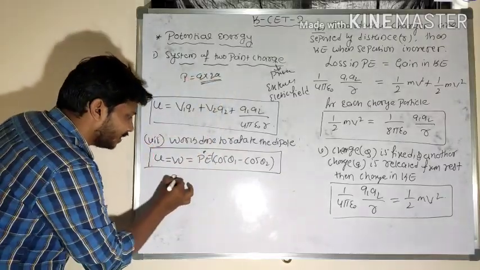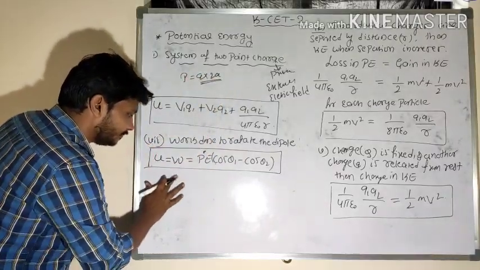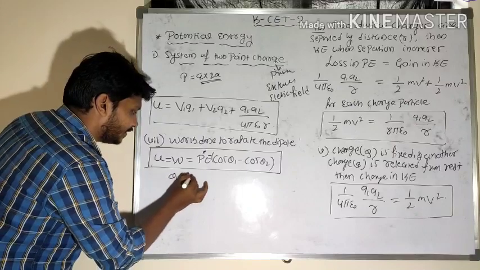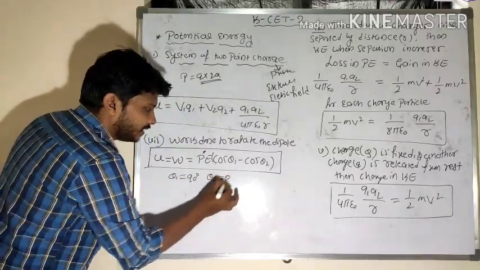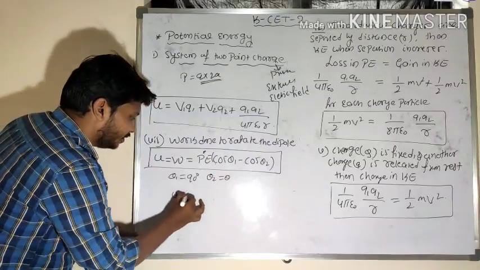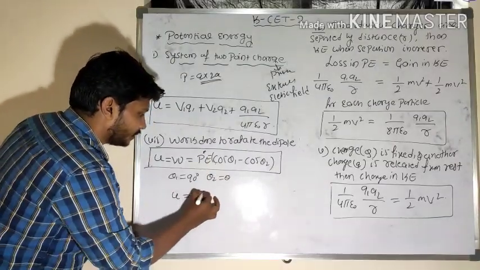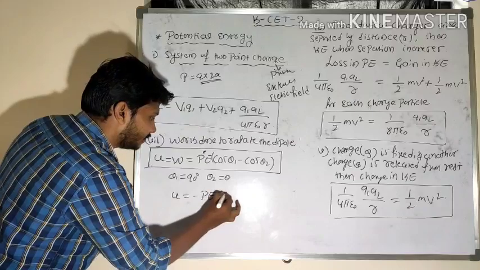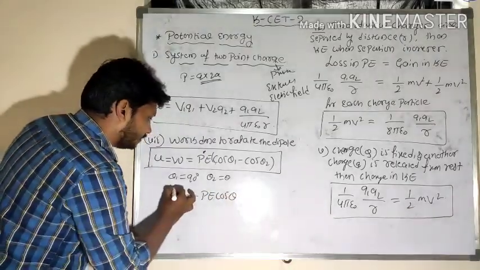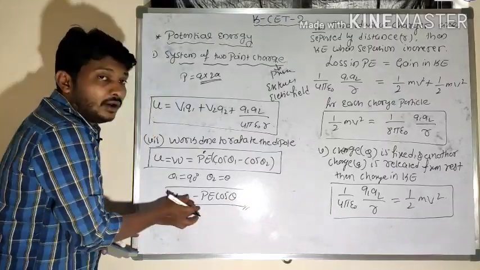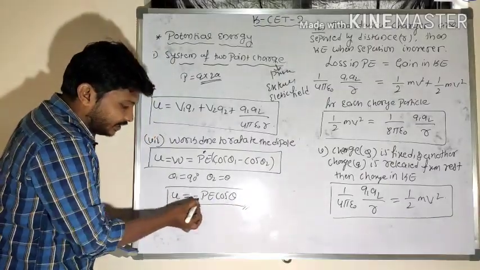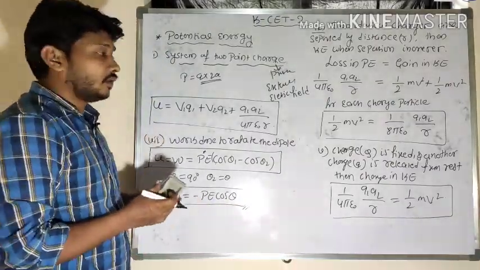For example, if theta 1 is equal to 90 degrees, so perpendicular to the field, and theta 2 is equal to theta, then what does this equation become? U is equal to minus P E cos theta. This is the required equation for the potential energy of an electric dipole placed in a uniform electric field: U is equal to minus P E cos theta.